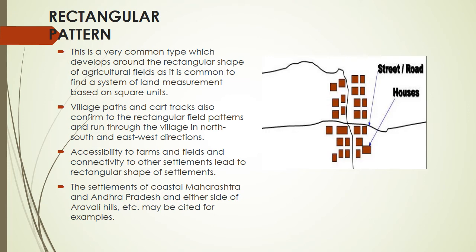So here you can see the villages, the cart tracks also have the rectangular field patterns, so they can find the north south as well as east west direction properly, and it is very easy to measure in square units. Accessibility to farms and fields and connectivity to other settlements lead to rectangular shape of settlement. So accessibility and connectivity are easy, and it is very convenient to move from one place to another. The settlements of coastal Maharashtra and Andhra Pradesh are either side of Aravali Hills, which may be cited as an example. So this is the example of rectangular pattern, most probably seen in Maharashtra and Andhra Pradesh.